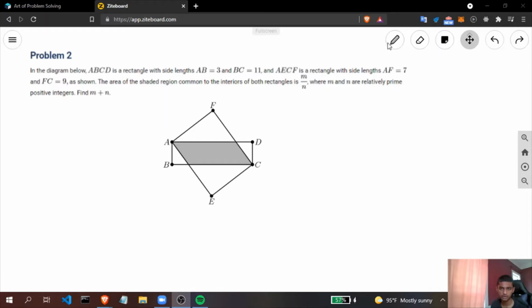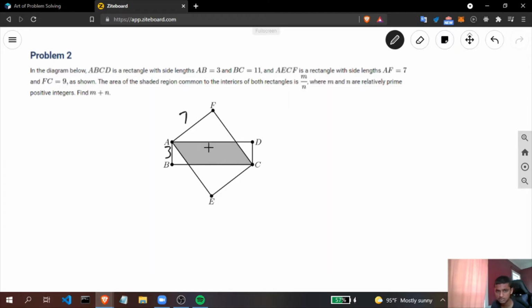In this video we're going to look at the AIME 1 problem number 2, 2021 contest. In the diagram below, ABCD is a rectangle with side lengths AB equal to 3 and BC equal to 11, and AECF is a rectangle with side lengths AF equal to 7 and FC equal to 9. The area of the shaded region, which is common to the interiors, is M over N, and we're asked to find what M plus N is.